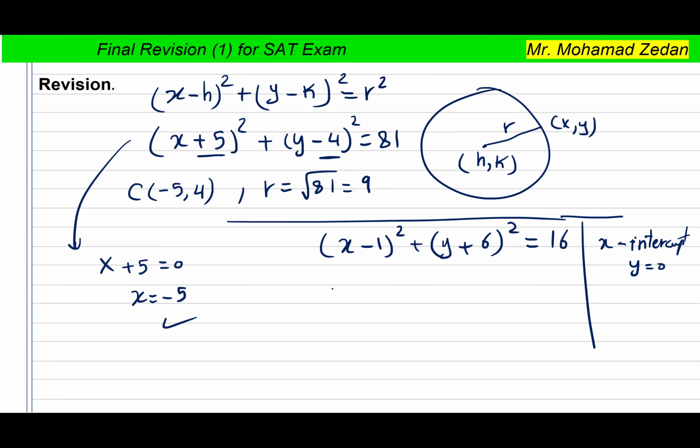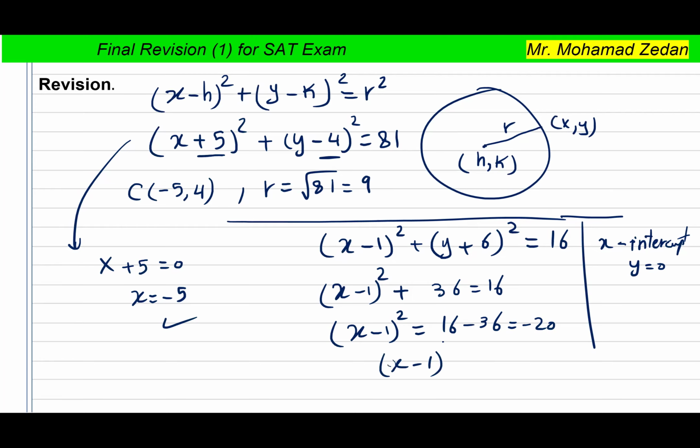If you put y equals 0 here and write (x minus 1) all squared plus 0 plus 6 squared, which will be 36, is equal to 16. And you now suddenly find that it's 16 minus 36, which is negative 20. You will not get any real values for this equation because we do not have a real value squared equal to a negative number. This means this curve is not intersecting with the x-axis. So the number of intersection points with the x-axis is equal to 0.